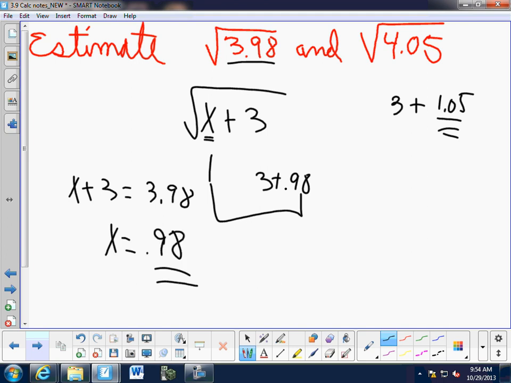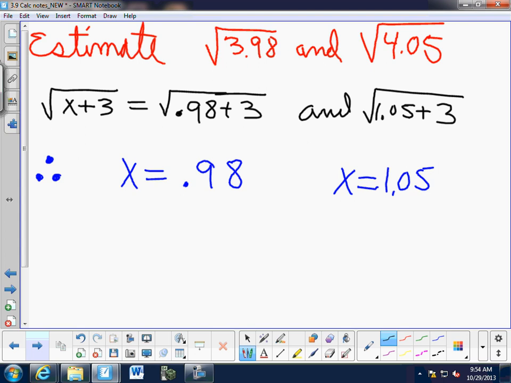So I found the linearization at 1, and 0.98 is a number near 1. So when I want to find this answer, I can try to figure out what the square root of 3.98 is, or I can use the linearization to estimate what the value of the square root of 3.98 is. Those are those two values then. So that's what I was showing a second ago.